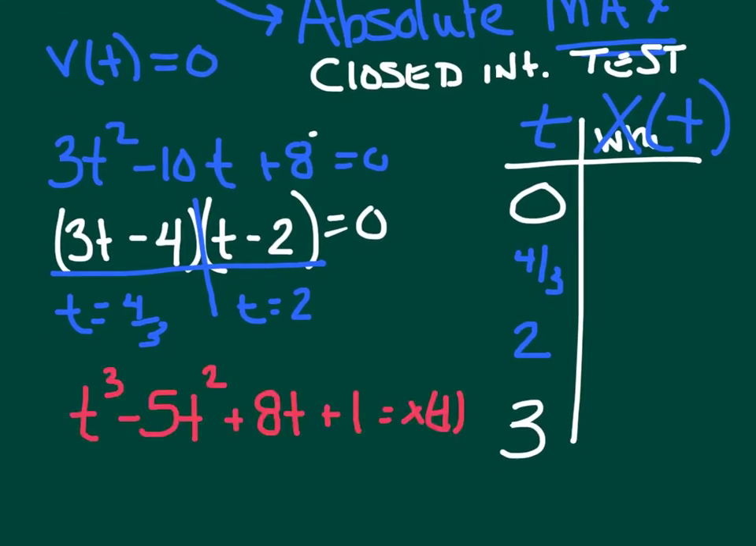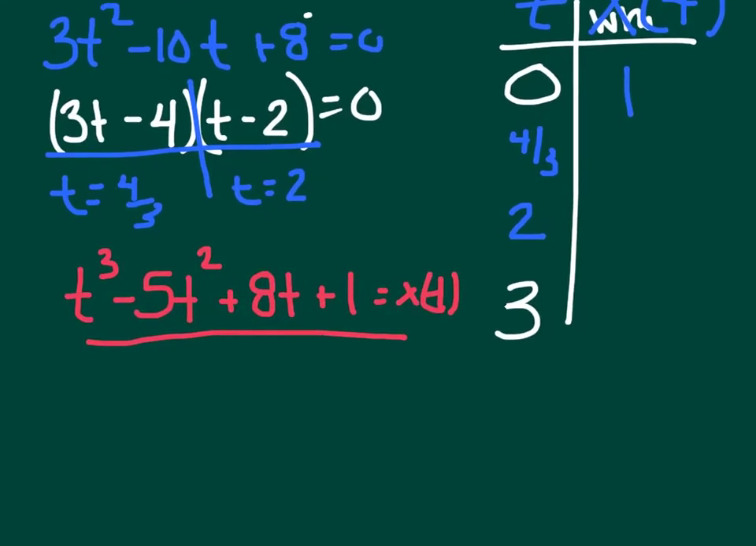So I've taken a moment and rewritten down my position formula so I can carefully substitute those in. I think 0 is probably the easiest to plug in. Let's see. Oh boy, I'm going to have to do some scratch work here. If I'm going to plug in 3 next, that looks easiest to me. That's going to be 27 minus 5 times 9 is 45, plus 24 plus 1. Hopefully you're checking my math here. I get a 7 there.